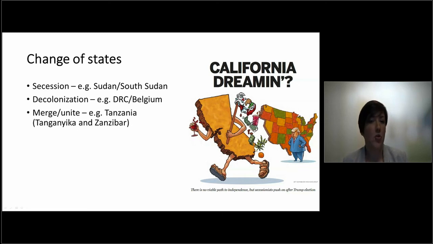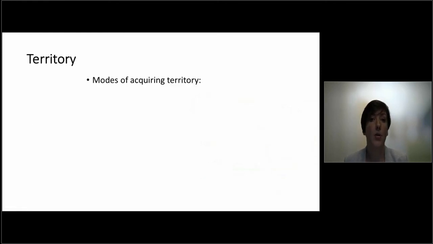States can also merge or unite, and that happened, for example, in the case of Tanzania. Or states can dissolve, and that happened in the famous example of the Soviet Union, which fell apart into quite a number of new states.